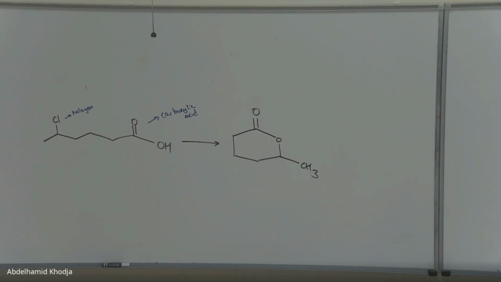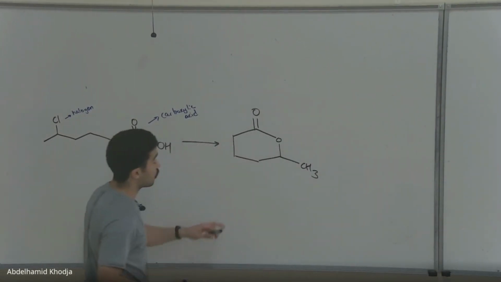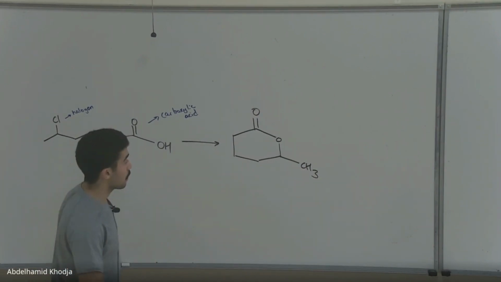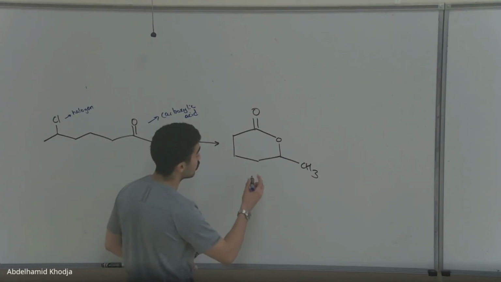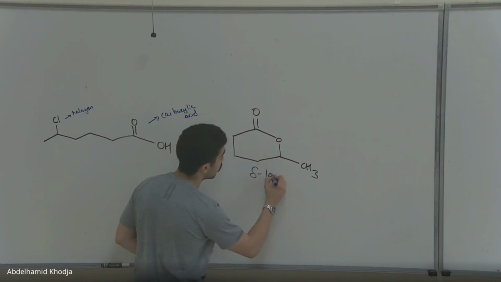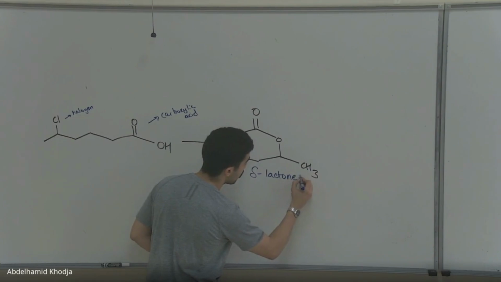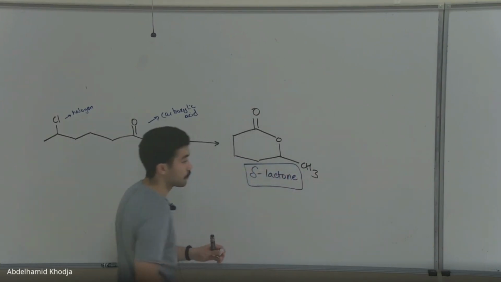Okay. A lot of good responses. So let's collect everything we have. Let's try to figure out what this group is. We said ester. I'll help you out. Specifically, this is a delta lactone. This is a delta lactone.